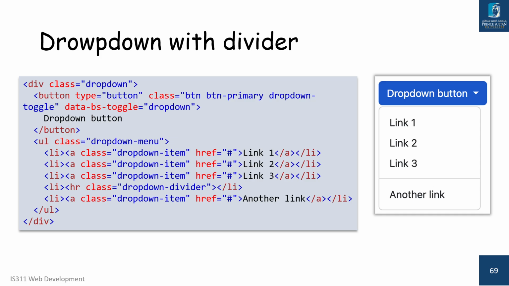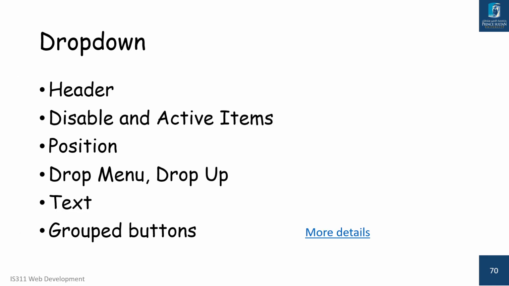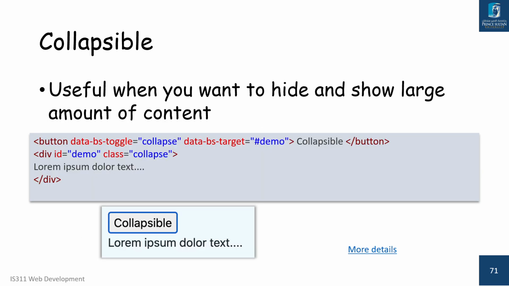Divider, we can put a divider here. Look, dropdown dash divider. So we can just do that. It will put a line between the options of the drop down. It divides two different types of options. We also have the header. We can put a header over there, disabled or active items, position, dropdown menu, drop up. It will go up or go down. Again, we can change that behavior. Text, group, vertical buttons. All these are the styles which have been defined inside Bootstrap, and according to our requirement, we can use them.